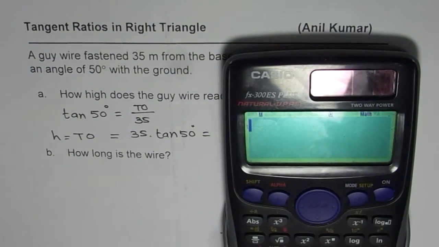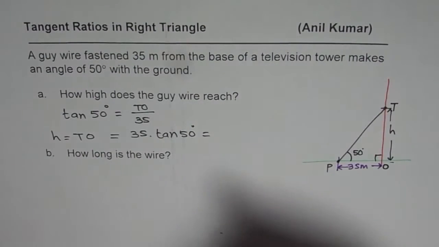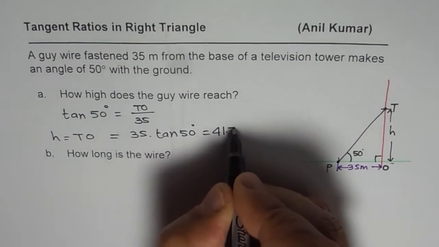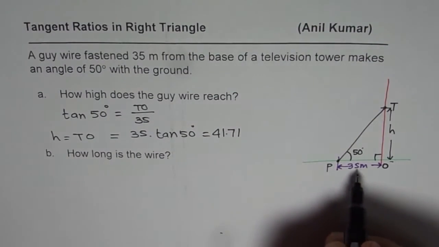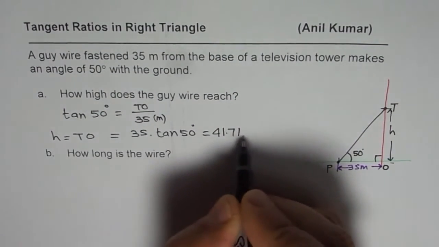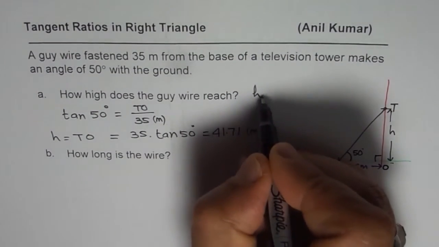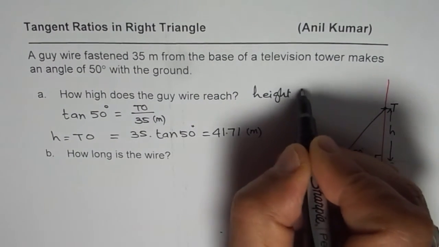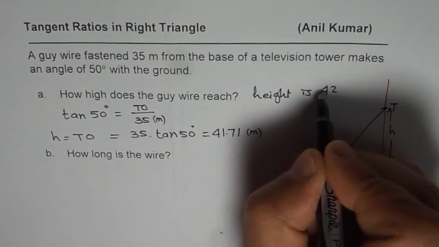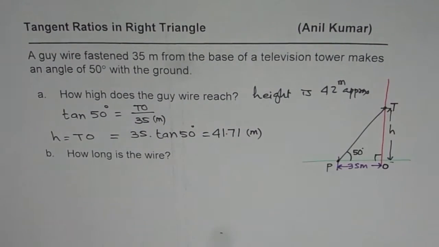So that is 35 times tan of 50 degrees, which equals 41.71. And the unit should be meters, right? Since 35 was in meters, if you write units here, you get the same units here also in meters. So the answer is, height is approximately 42 meters. Okay, so that is the height it can reach.